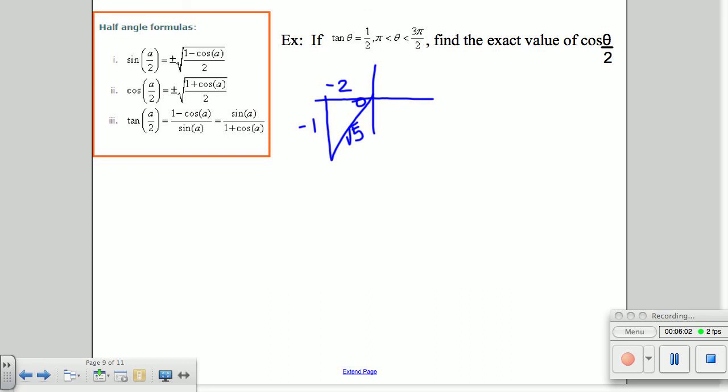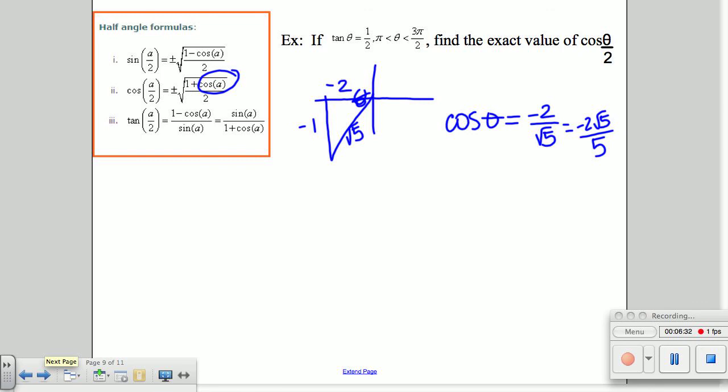Now, I'm all set. I'm going to need the cosine of alpha in my formula. So I need the cosine, and I'm sorry, we have theta here. The cosine of theta is adjacent over hypotenuse, so we get negative 2 root 5, or negative 2 root 5 over 5, when we rationalize.